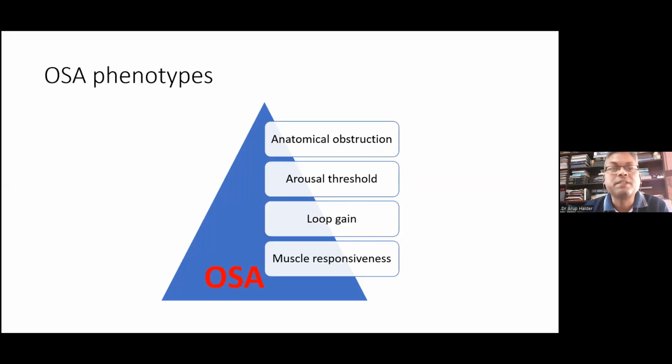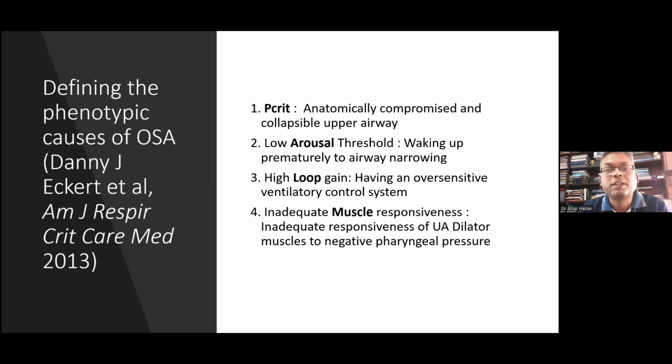And based on these ideas, Eckert proposed these four traits or four phenotypes of OSA. One is the anatomical obstruction, that is the prerequisite, then arousal threshold, loop gain, and muscle responsiveness. And this PALM means P for the PCRIT, A for the arousal threshold, L for the loop gain, and M for the muscle responsiveness. So the PCRIT is an anatomically compromised and collapsible upper airway.